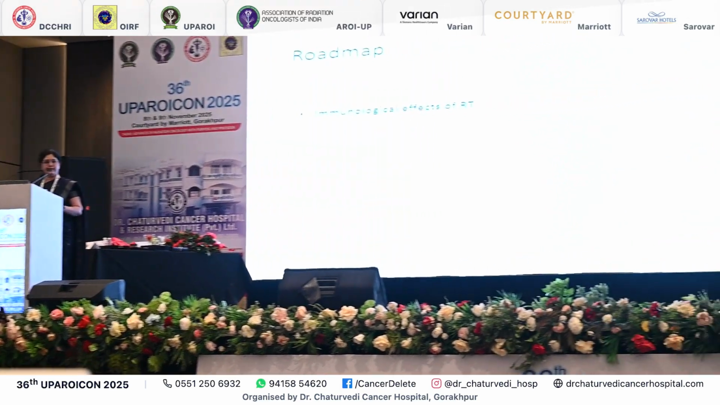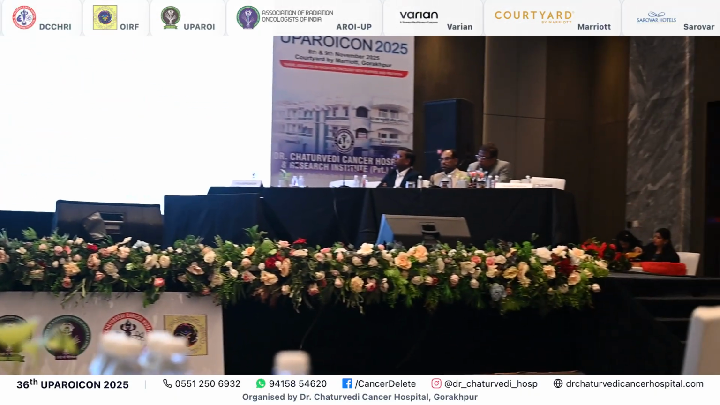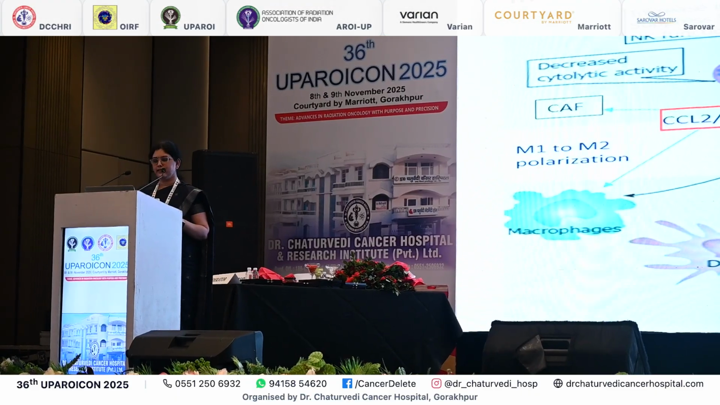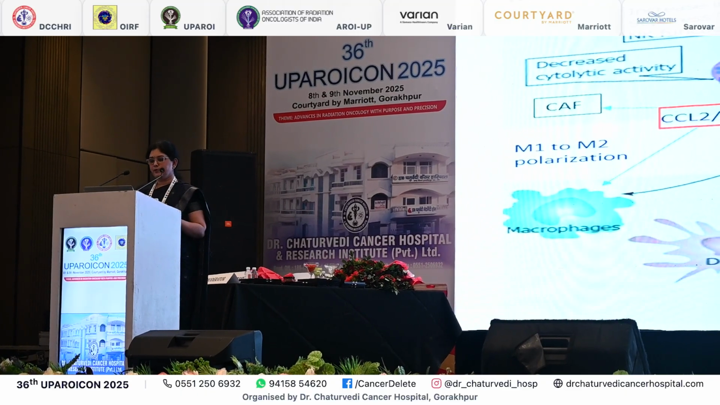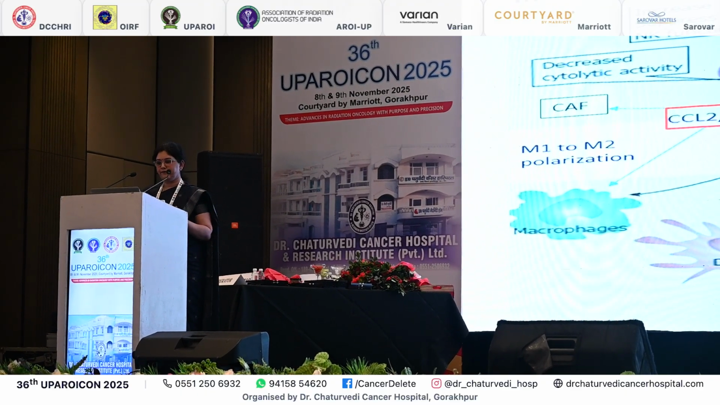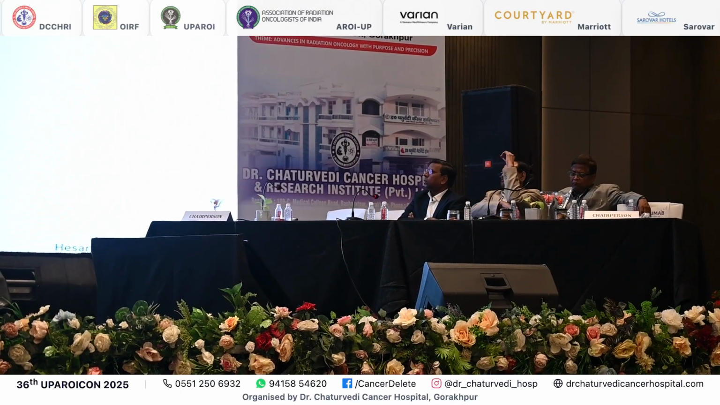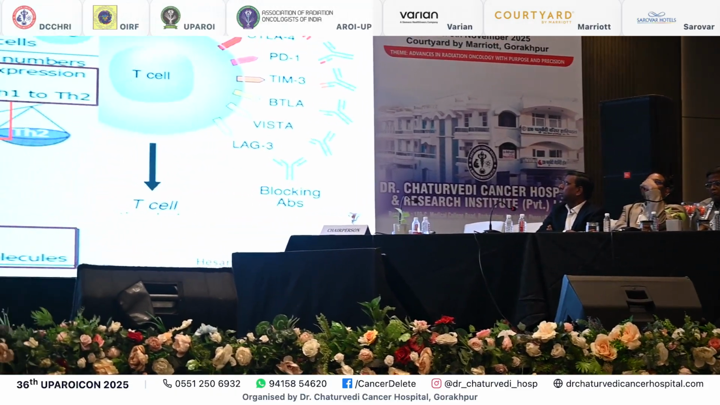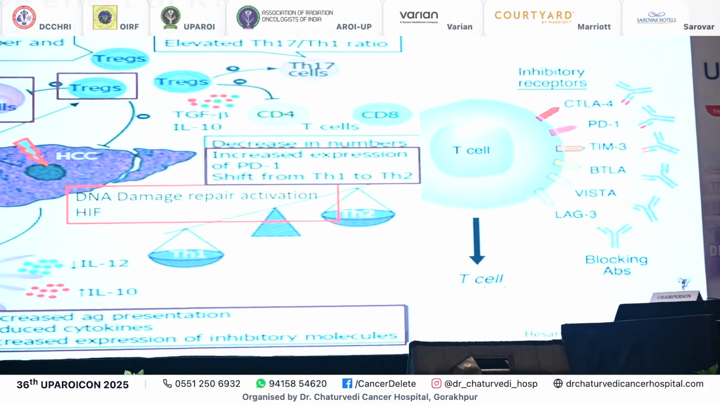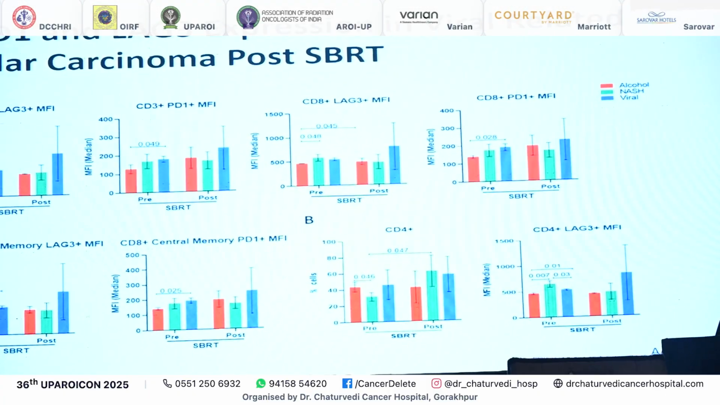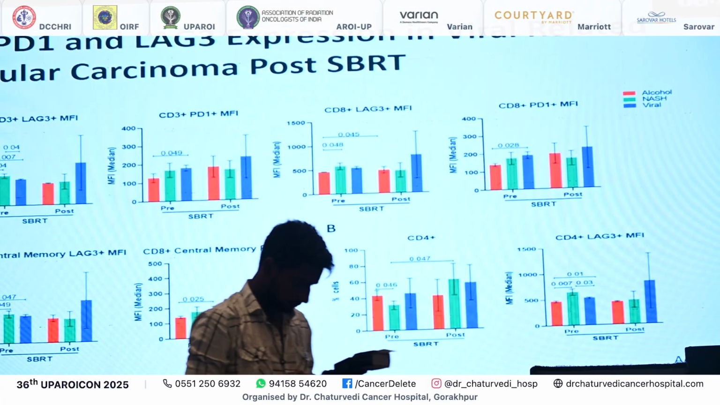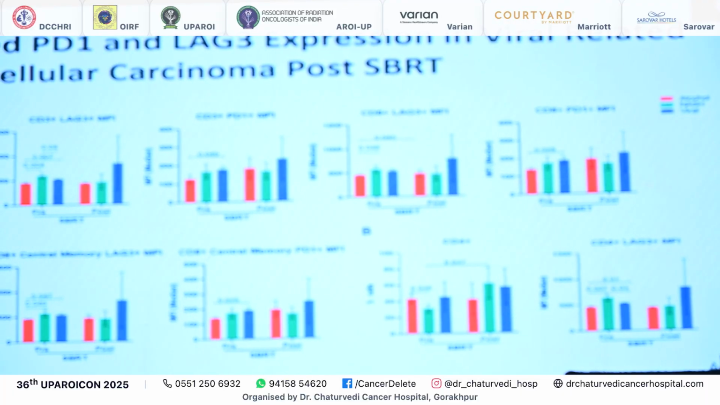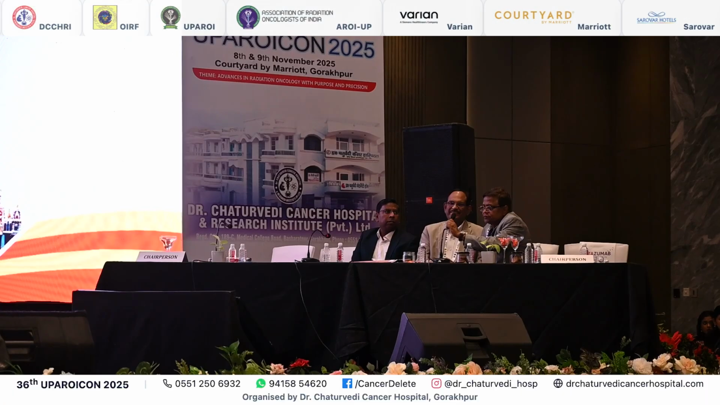Now, how does radiation therapy act? As we all know, with radiation therapy, there is immunogenic cell death, release of chemokines, cytokines, DNA damage repair activation, and upregulation of immune inhibitors on the T cells. These immune inhibitors are CTLA4, PD1, TIM3, VISTA, LAG3. So we had done a study in our institution, and we have found that post SBRT there is an increase in PD1 and LAG3.